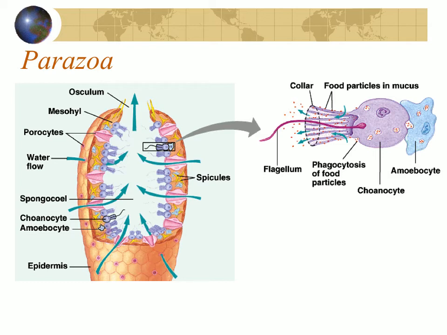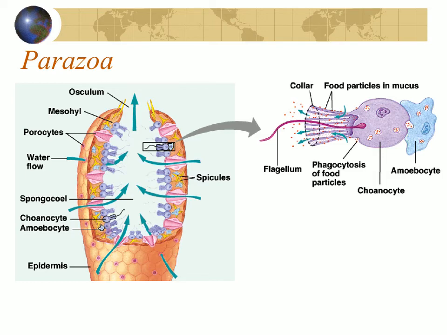The choanocyte creates a current by having a beating flagella, and it traps food particles on its collar. So here you see some distinct cell types: the choanocyte, the amoebocyte, the porocyte, or kind of an epidermal type cell. There's a layer, kind of the mesohyle, that forms a middle layer between an inner and outer cell. But they're clearly different. Clearly, no muscle, no nervous tissue, no true tissues.